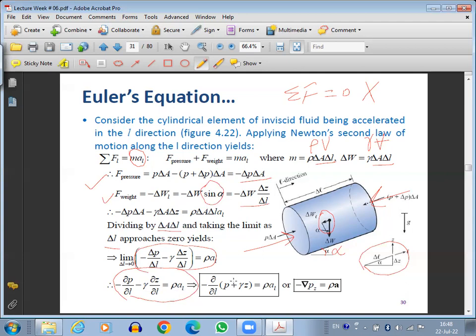Or we can write it as, if we take ∂/∂L common, negative ∂/∂L of (P plus gamma Z) equals rho AL. Or negative del of (P plus gamma Z) equals rho A.